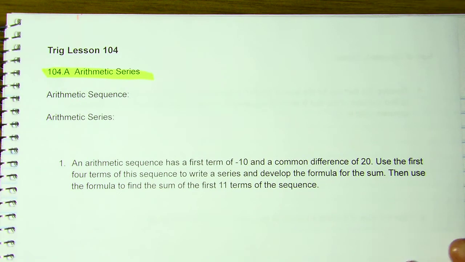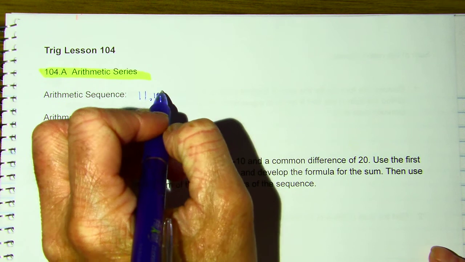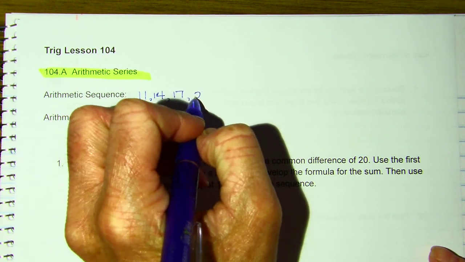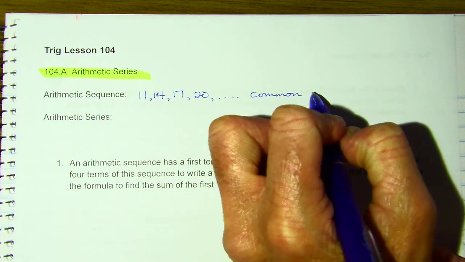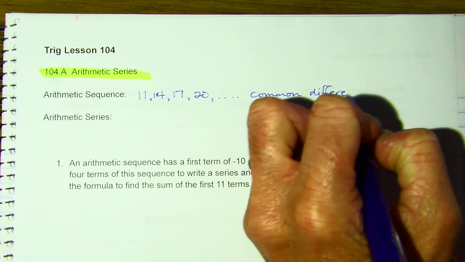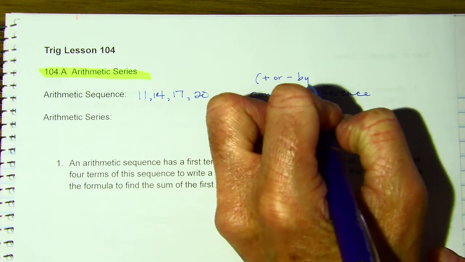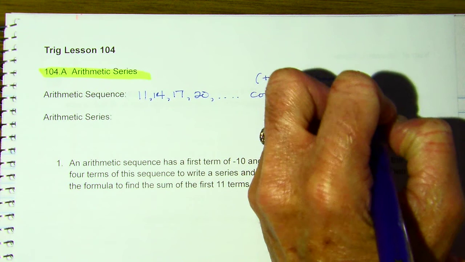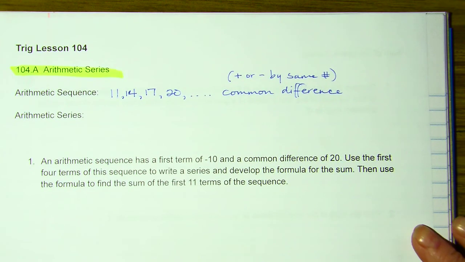So an arithmetic sequence is when we have a number of terms that have a common difference. And common difference means I'm either adding or subtracting by the same number. So in this example here, I'm adding 3 each time. So it's a pattern where I'm either adding or subtracting by the same number. And I'm going to go over the formula for an arithmetic sequence because we're going to need it later.